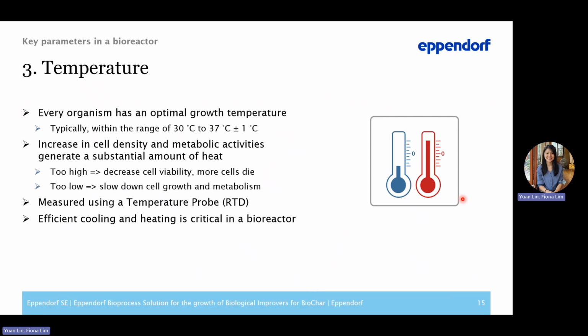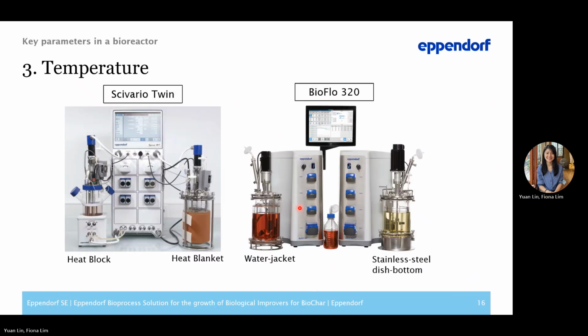But on the other hand, if the temperature is too low, it will start to slow down the cell growth and metabolism, and they will start to grow really slowly. So in a bioreactor, this temperature can be measured and controlled using something known as a temperature sensor or temperature probe. In short form, it is called an RTD. So in a bioreactor, efficient cooling and heating is actually very critical, and this can be achieved when we introduce the temperature sensor into the bioreactor.